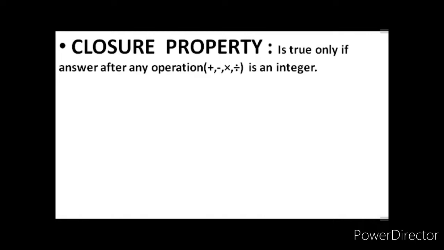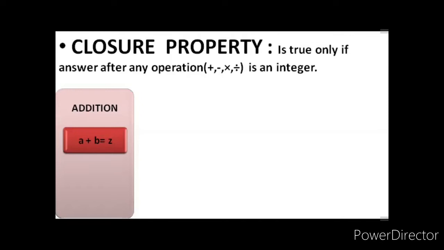Addition. Closure property is true only if the addition of two integers is also an integer. It is true only if a plus b, that is z, is an integer. For example, 5 plus 4 is equal to 9. So, addition of two integers is also an integer. Therefore, closure property holds true for addition.